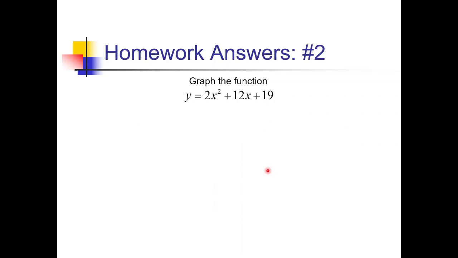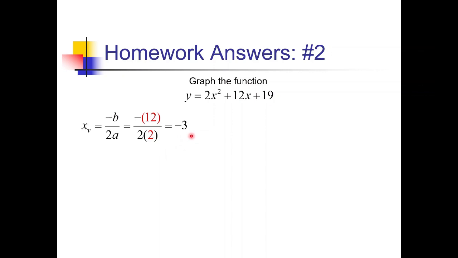For this problem, we're trying to graph this parabola that is in standard form. Because it's in standard form, I'm going to start by using the vertex formula, negative b over 2a, to get the x value of the vertex. So that's going to be negative 12 over 2 times 2. Negative 12 over 4 gives us negative 3.